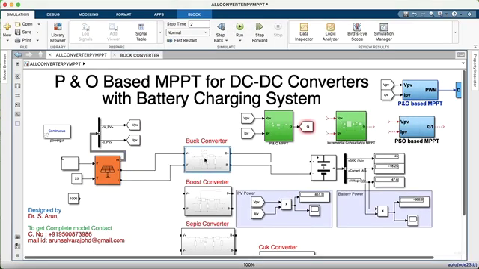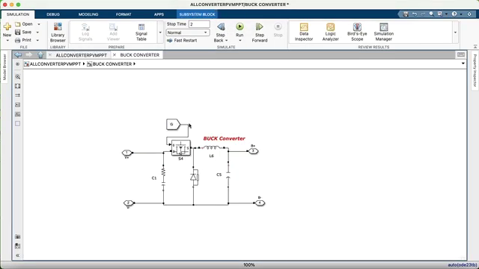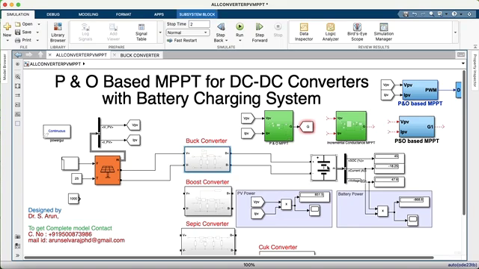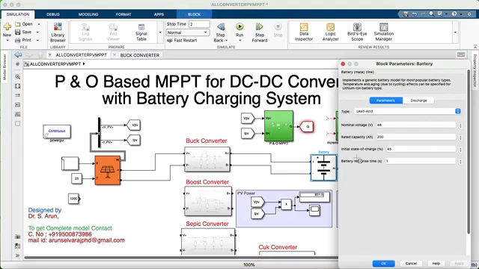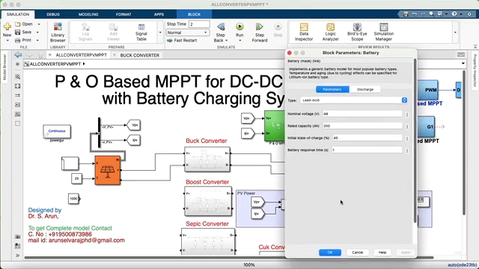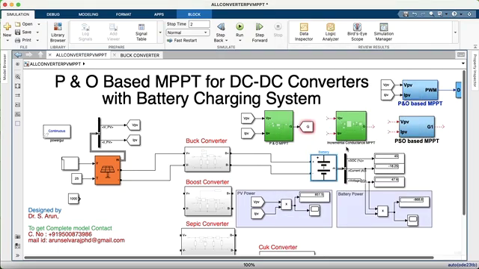So this one is a buck converter. It is a MOSFET based buck converter. Inputs are connected to the PV module. The outputs are connected to the battery charging system. I have set the battery voltage equal to 48 volts, 200 ampere hours, and the state of charge equal to 45. Battery response is nearly 1. I have used only a lead acid battery for understanding the MPPT algorithms.